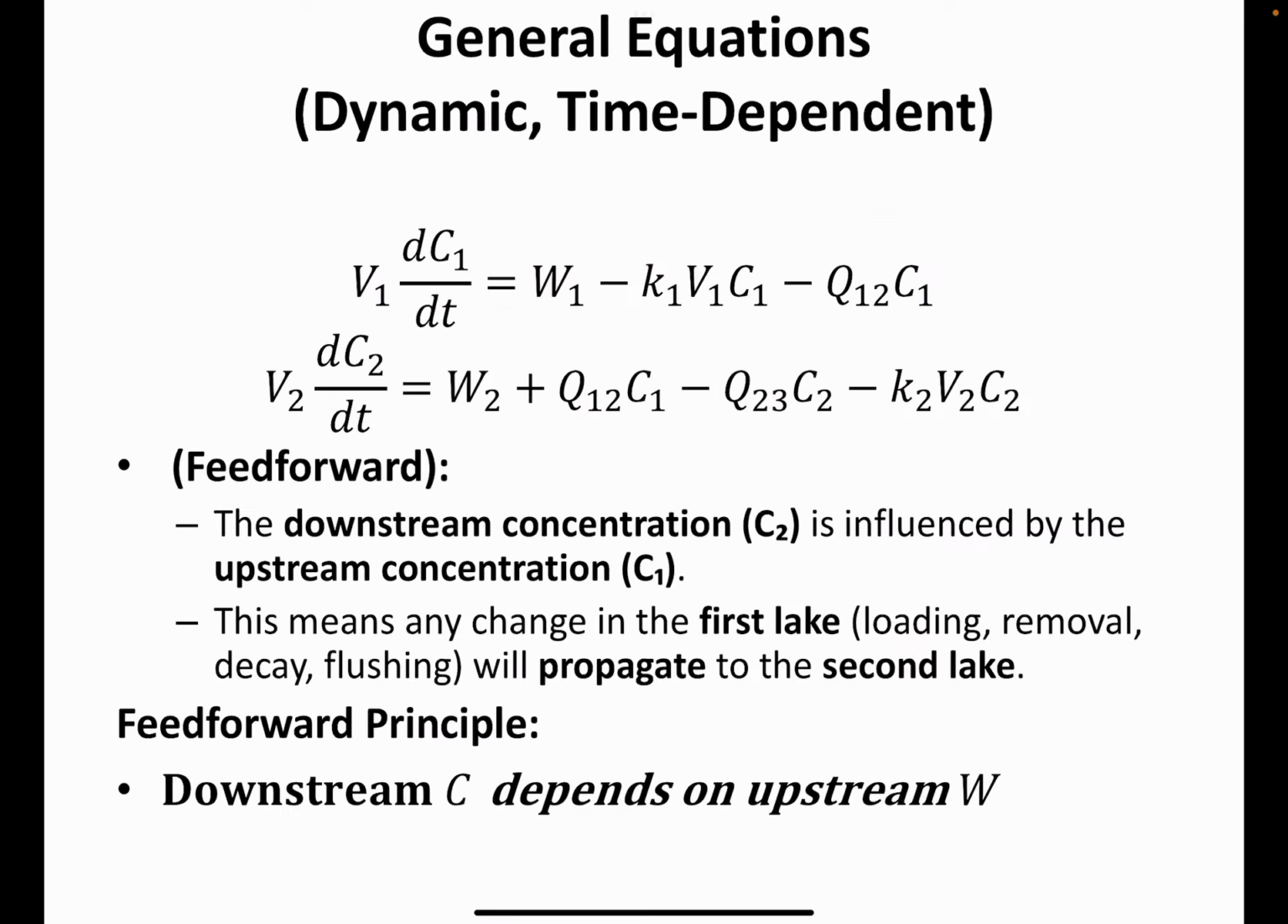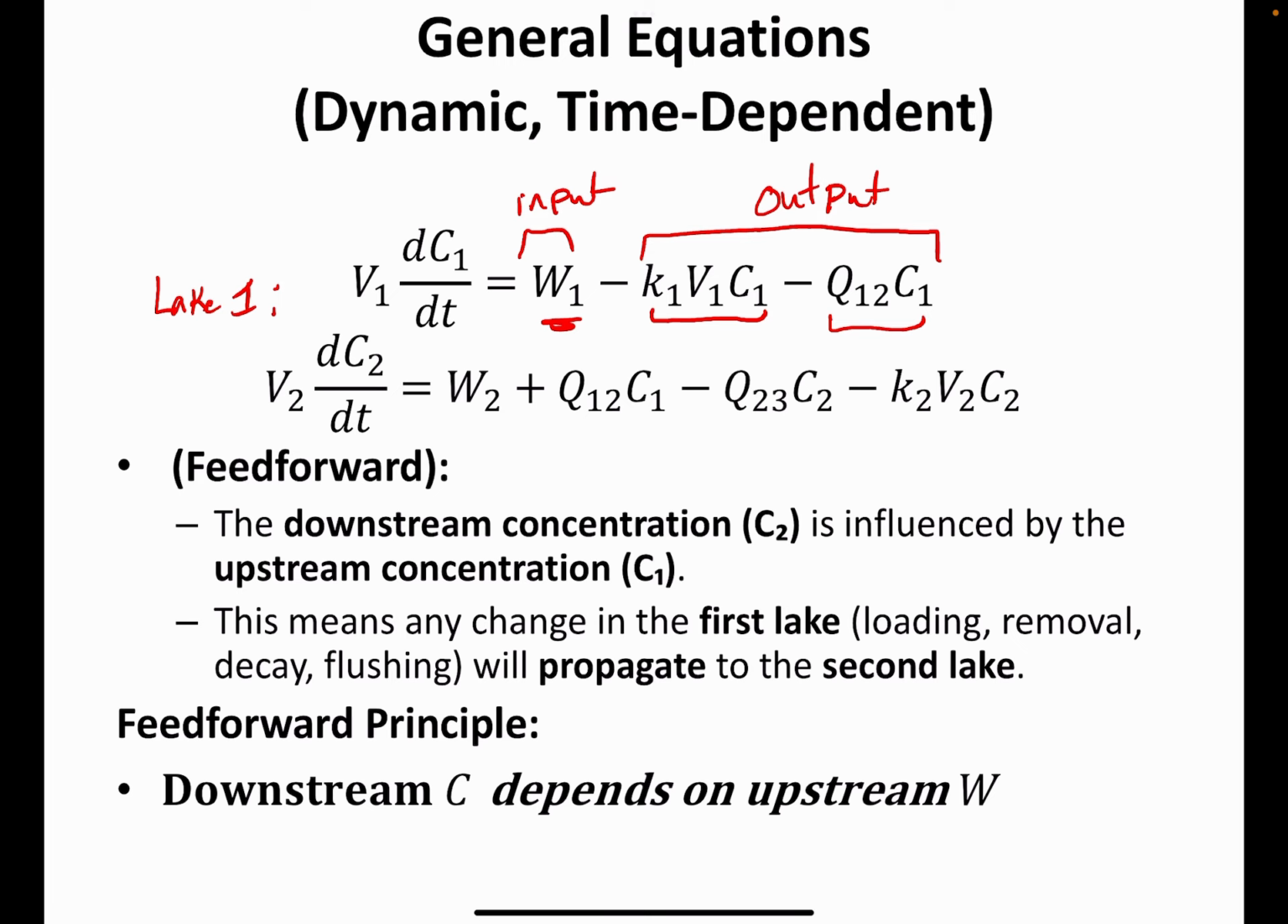Okay, so once you do a mass balance for lake number 1: V1 dC1/dt is equal to the load of lake number 1, W1, this is the input, minus whatever is happening in lake number 1, K1 V1 C1, and whatever is leaving lake number 1, Q12 times C1. These are both outputs, and this is the input.